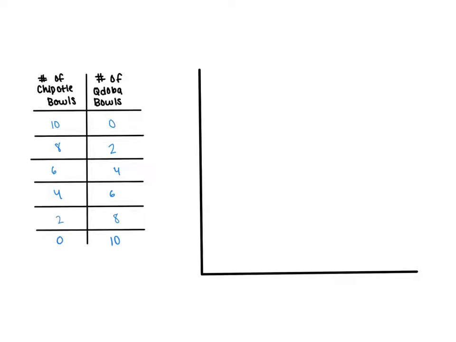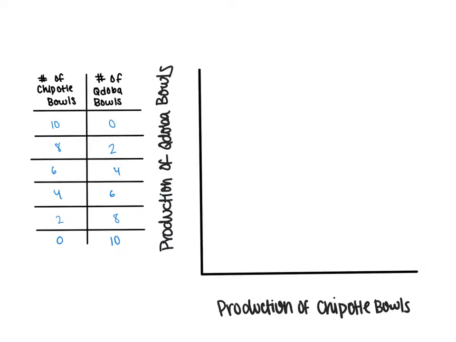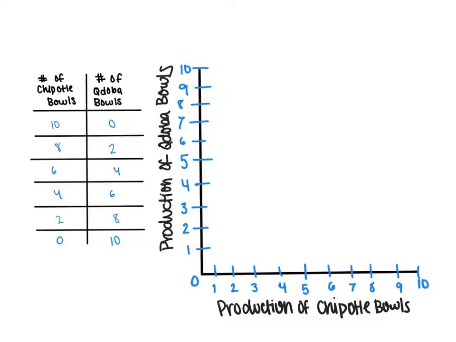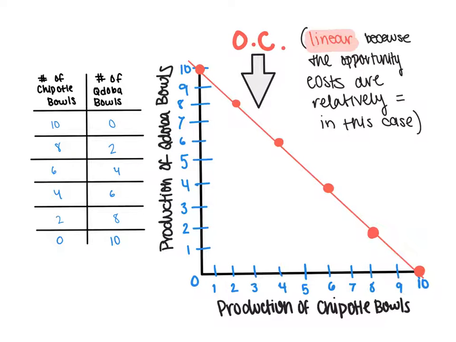Now, let's graph this table here using a production possibilities frontier graph. Let's make the x-axis be the number of Chipotle bowls and the y-axis be the number of Qdoba bowls. Here's what the graph looks like with all the points plotted. As you can see here, this line shows the number of Chipotle bowls we can make based on the number of Qdoba bowls we can make, and vice versa. In other words, this line shows the opportunity cost.